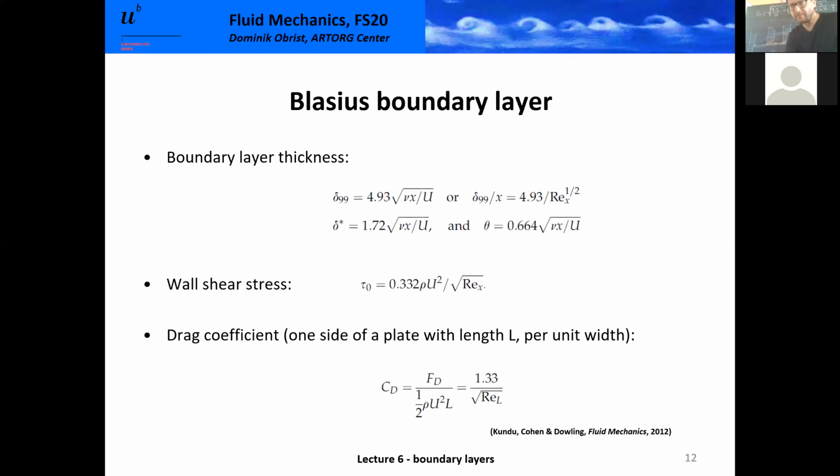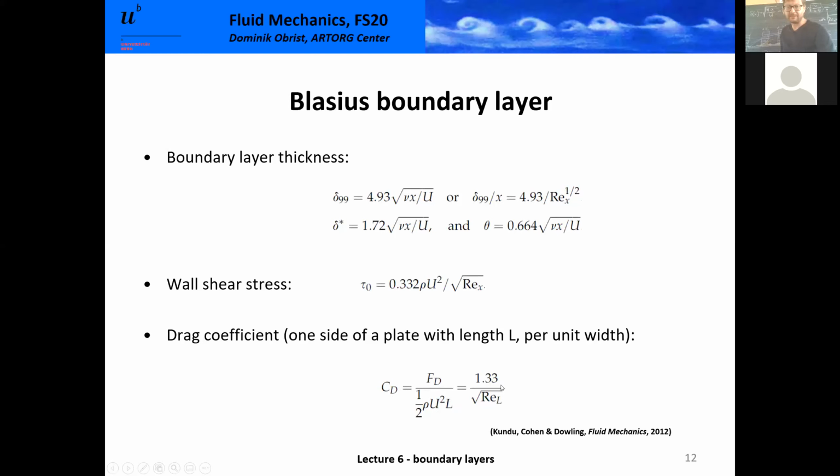And of course, when we integrate all shear stresses on the wall, so we're essentially summing up all these contributions from the shear stresses for a whole plate of length L, we get a complete drag force. And we have learned that in Stokes flow, but also in Buckingham pi, that we can express the drag also by a drag coefficient, which is given as drag force divided by 1/2 rho u squared L, in that case, L being the length of the plate.